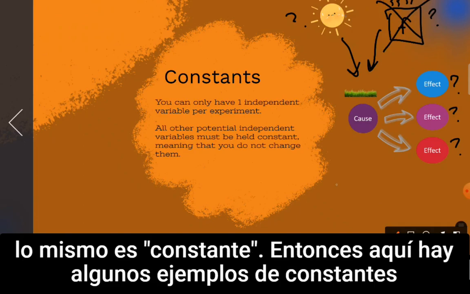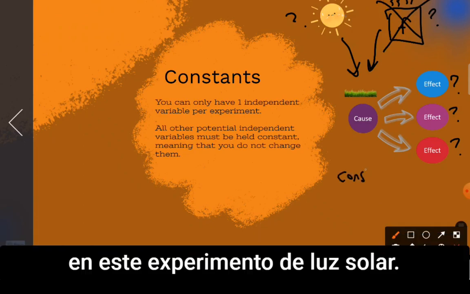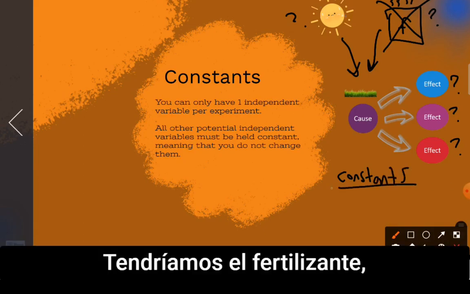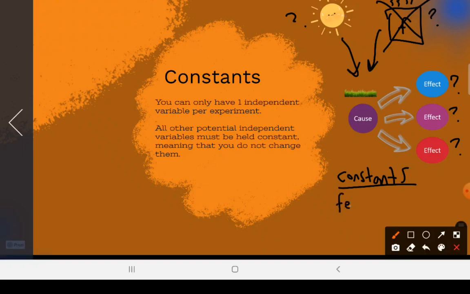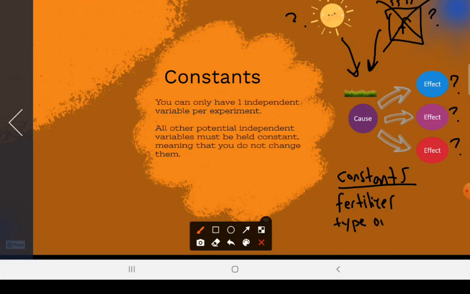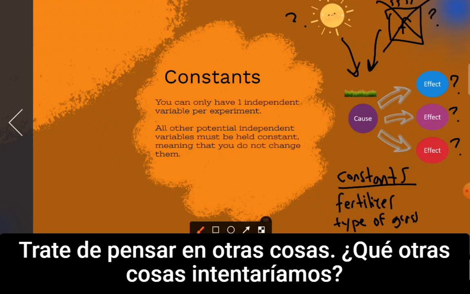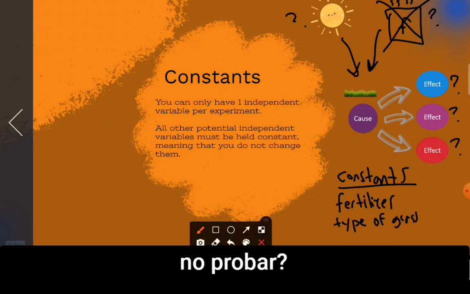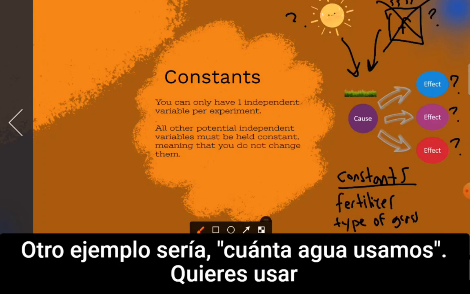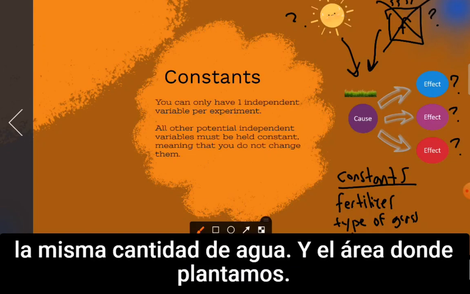So here's some examples of constants in this sunlight experiment. We would have the fertilizer, or lack thereof. We would have probably the type of grass would be important. Try to think of other things. What other things would we try not to test? Another example would be how much water we use. We want to use the same amount of water.